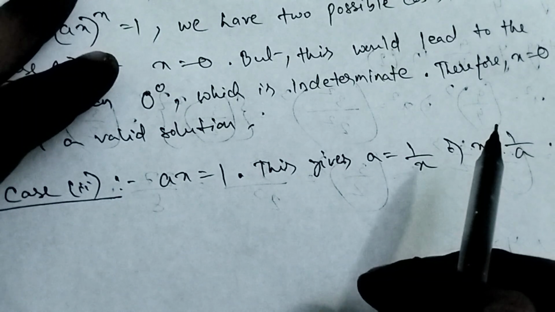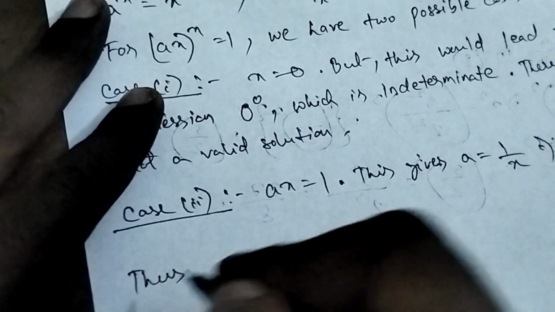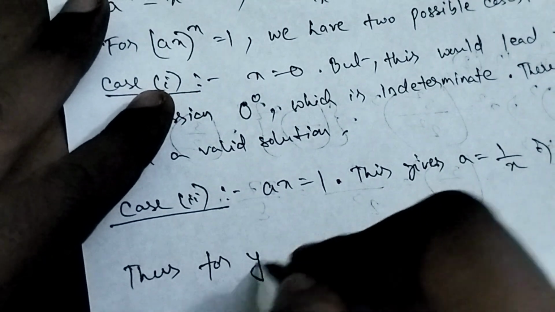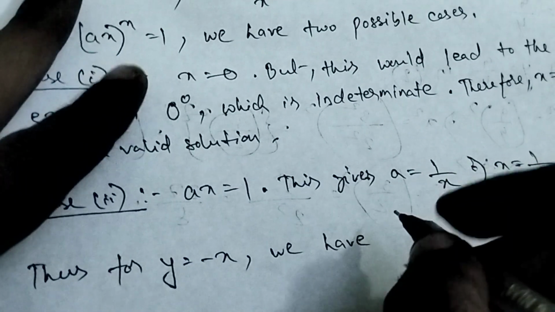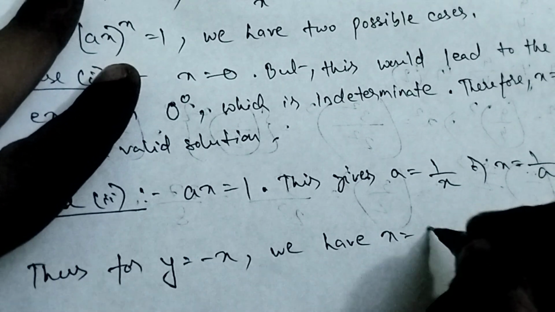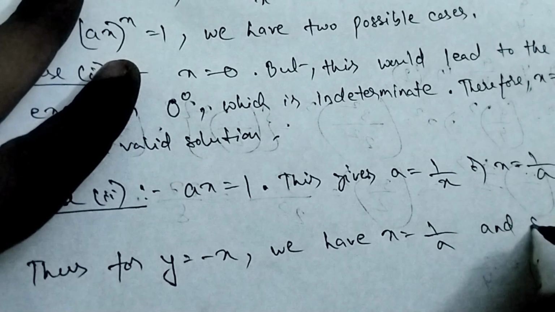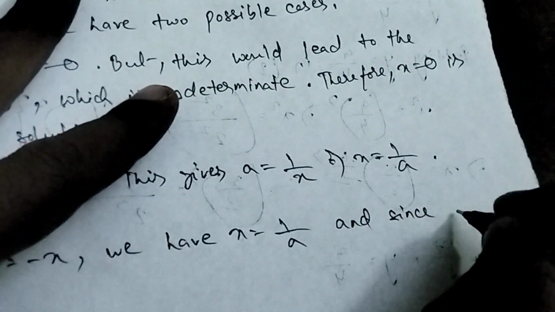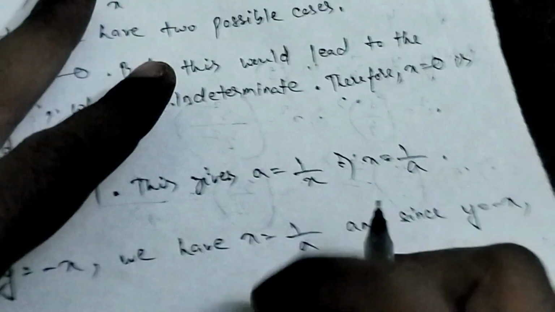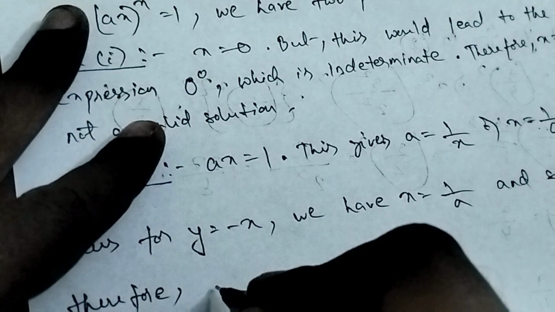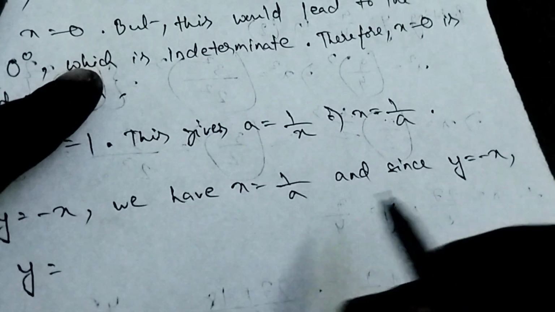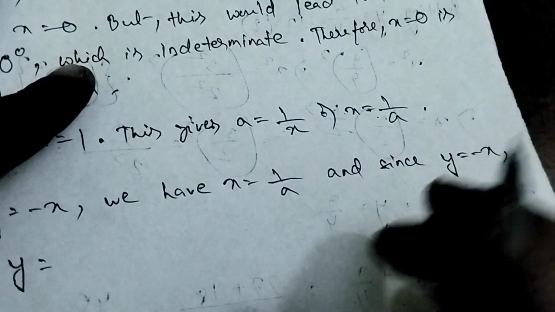Okay, so thus for y is equal to minus x, we have x is equal to 1 by a, and since y is equal to minus x, therefore the value of x is 1 by a, and y is equal to minus x, that means the value of y is minus 1 by a.